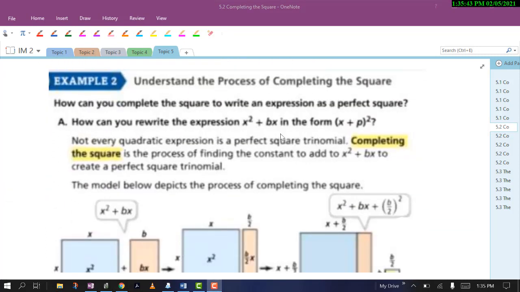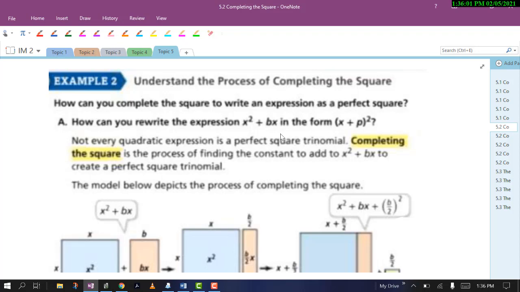All right, now we're going to look at the process of completing the square. Kind of like what we were doing, a little bit different though. How can we complete the square to write an expression as a perfect square? So we want to turn x squared plus bx into the form (x plus p) squared. Really just what we were doing.